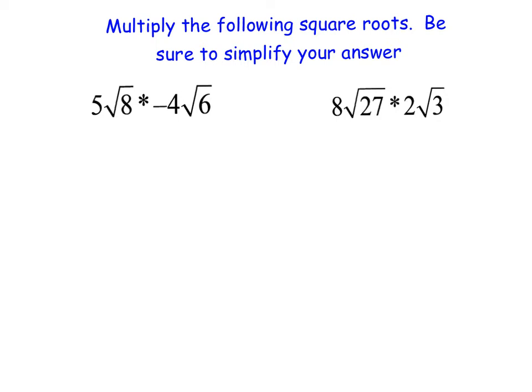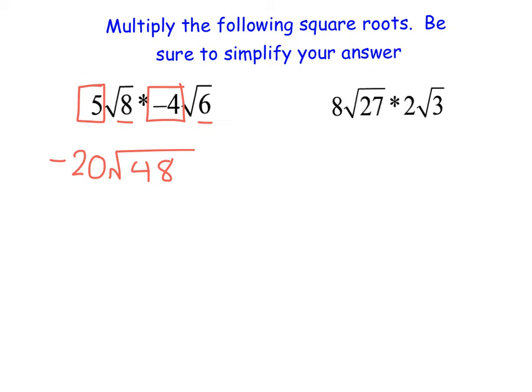So let's try this out with 2 more examples. Again, remember our first step is to multiply the coefficients. So I have 5 times negative 4, which is negative 20. I then multiply the 2 values underneath the radical, which is 8 times 6, which is 48. And then from here, I simplify my square root.